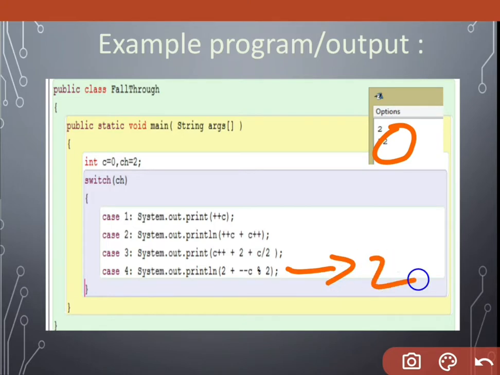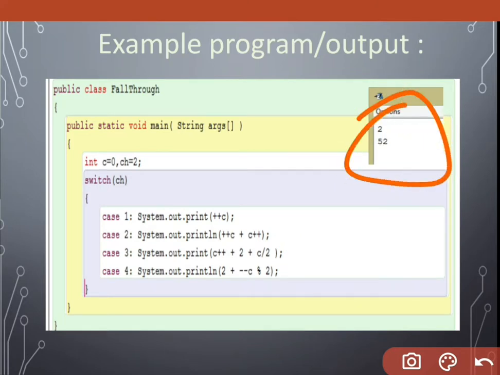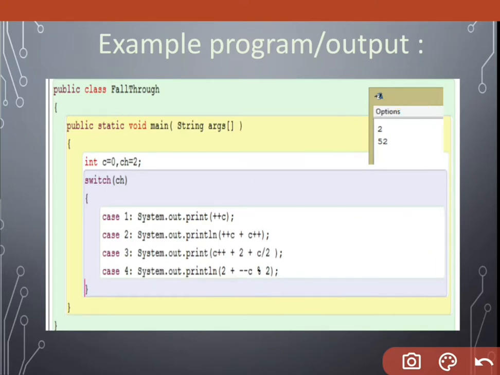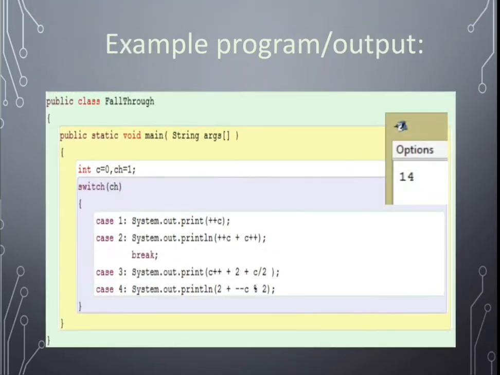From here we are getting 2, from here we are getting 5, from here we are getting 2. That's why we had our output 252, because print means 5 and println means 2, and then the line changed, it becomes 52. This is fall through. Each and every line is executed because break is not there. See the next example of fall through.